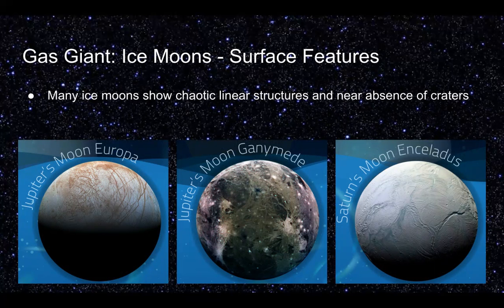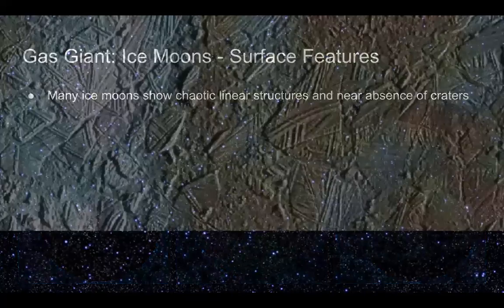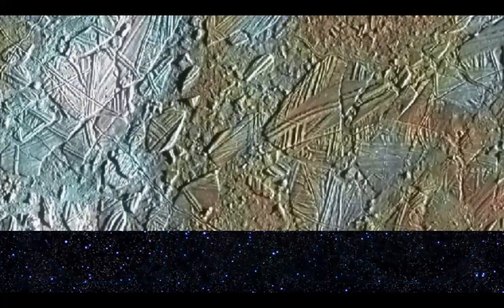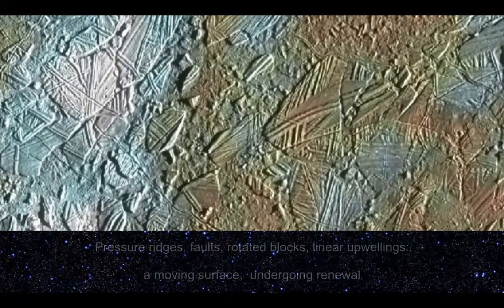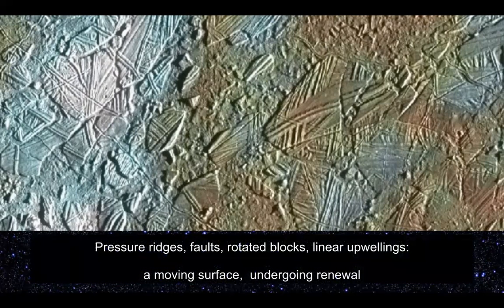Now, if you look more closely, you can see the sort of features that are typical of these icy moons. You've got features that look like the sea, the frozen Arctic in the spring. You've got pressure ridges, you've got faults, you've got blocks that have clearly moved and rotated, you've got linear upwellings. This is a moving surface, it's undergoing renewal. Now, what mechanism would be driving that?